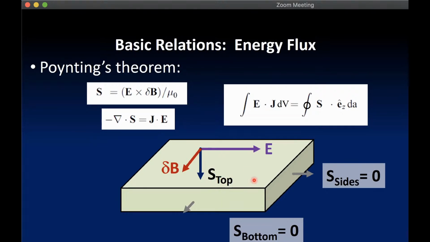Now, for the work, what everybody, I think, assumes is that the Poynting flux out the sides is 0, and the Poynting flux out the bottom is 0, so that the integral of this Poynting flux over the top corresponds to the volume integral of the Joule or the energy dissipation E dot J that's occurring inside that volume somewhere in there. So that's the very basics.